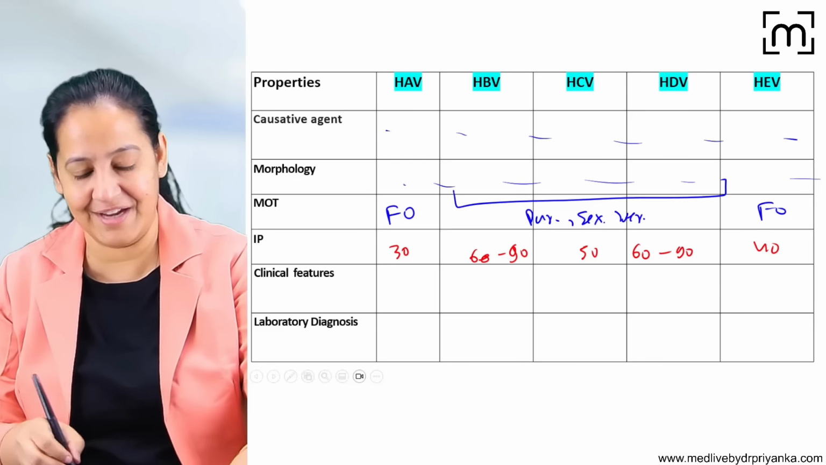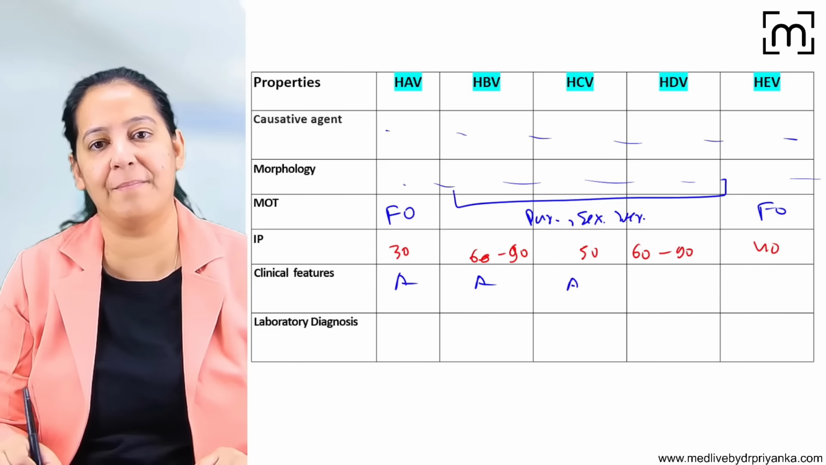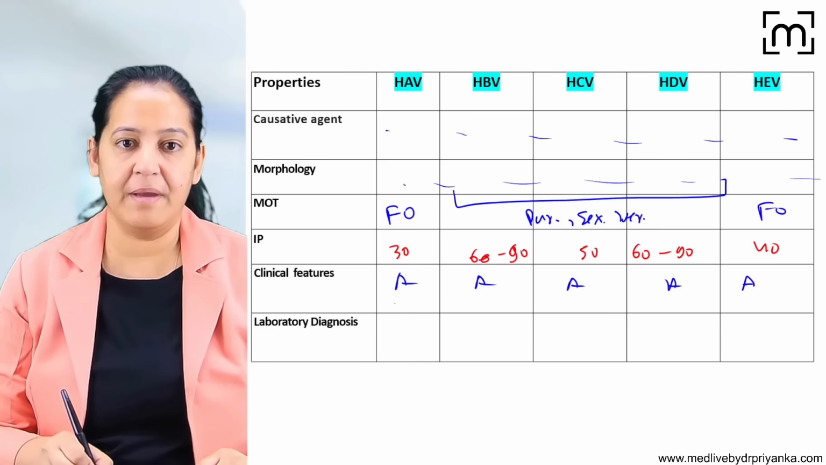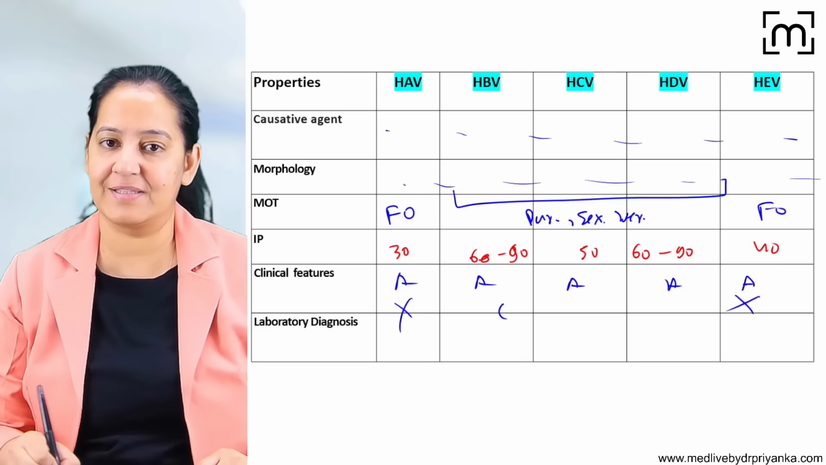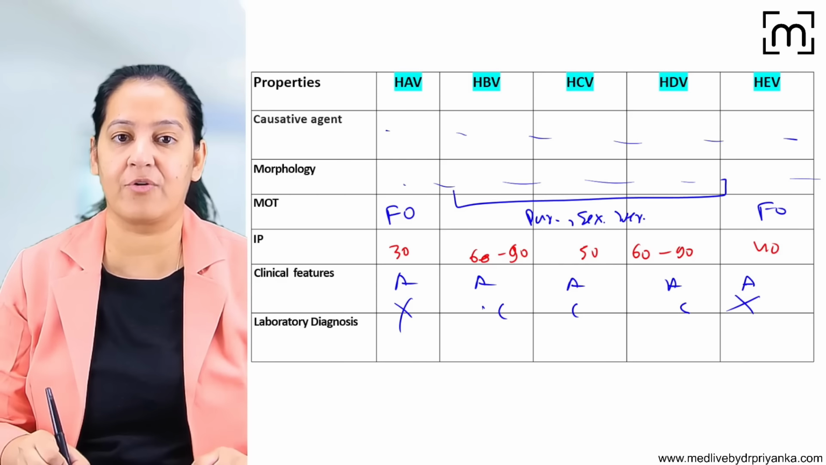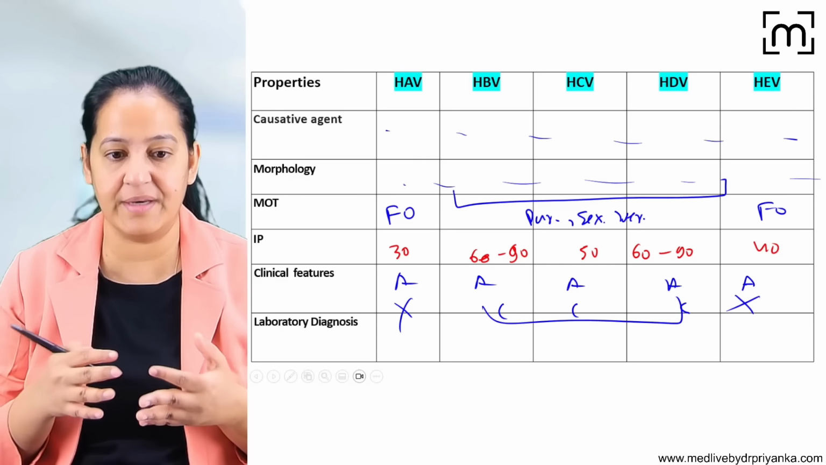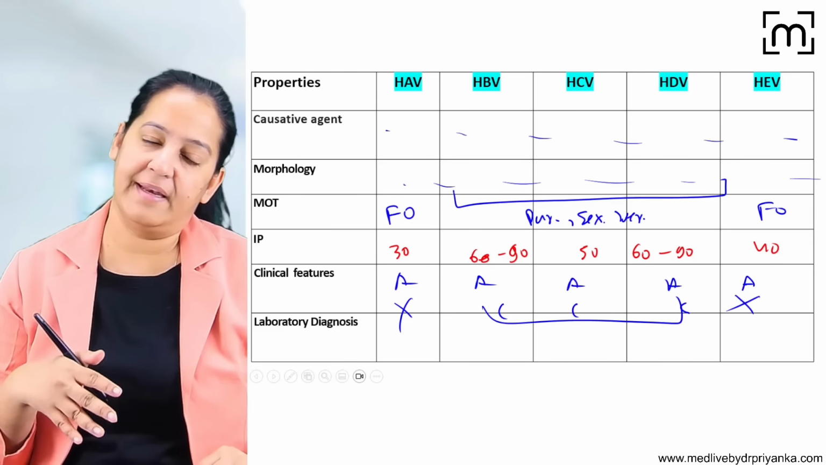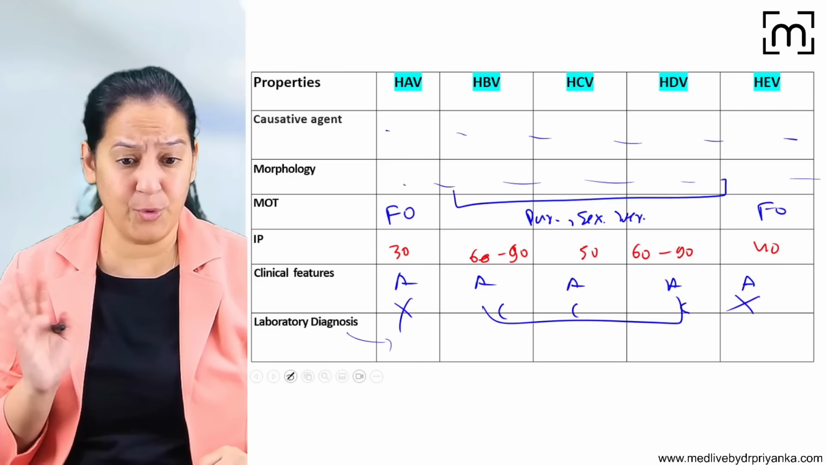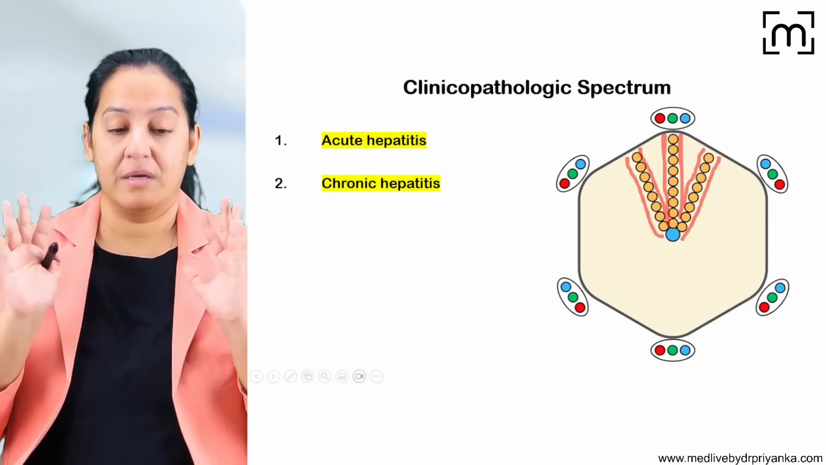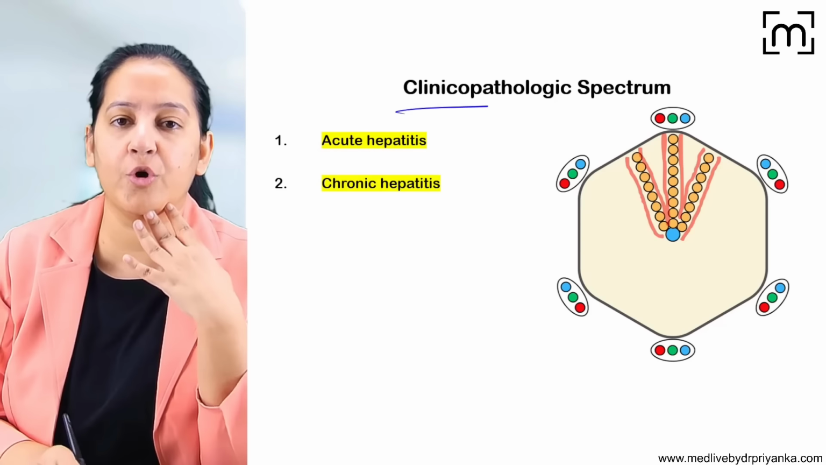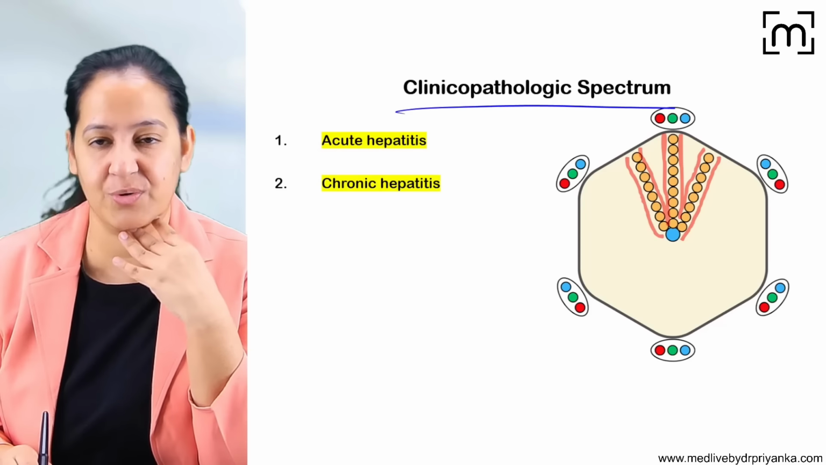Clinical features, I told you, acute is caused by all of them. Fulminant is caused by all of them. Chronic is never caused by A and E, it is caused by B, C, D. Since they cause chronic, they can lead to carrier state, and they can lead to HCC and cirrhosis also. Lab diagnosis, I have told you the antigen and antibody in all of them. Now, the last thing you have to understand is the clinicopathological spectrum of the acute as well as chronic.